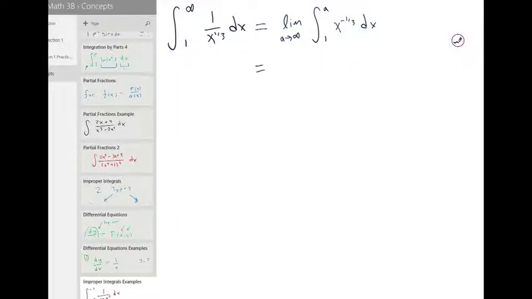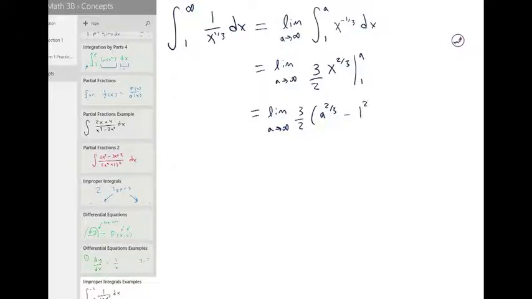So now we evaluate the integral. The integral of x to the negative 1/3, we add 1 to the exponent. So we get x to the 2/3, and then we divide by that exponent, so we get 3/2. This is evaluated from a to 1. And this is going to be a to the 2/3 minus 1 to the 2/3.